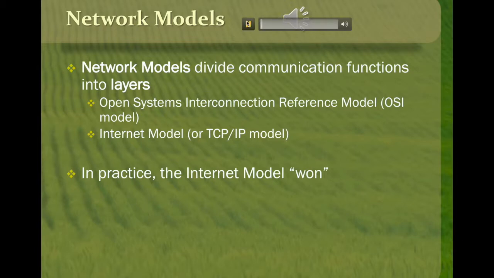This slide will be discussing network models. The two primary network models discussed in the chapter are the Open Systems Interconnection Reference Model, or the OSI model, or the Internet model, which has also been referred to as the TCP/IP model. So in practice, we follow the Internet model, and as we discuss the OSI model, I'll explain why we might think that way and why we consider the Internet model more.